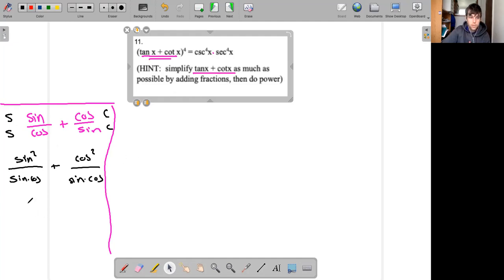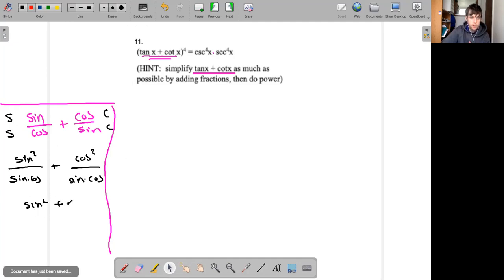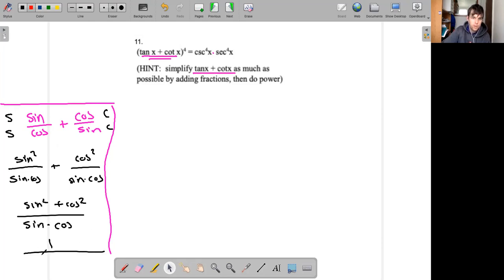Put this together into one thing. We got sine squared plus cosine squared, well-known Pythagorean identity. This equals 1 over sine times cosine. So we end up with 1 over sine x times cosine x. So that's what we get when we put those together. So really what we're looking at here, we're just showing some work of what tangent x plus cotangent x is.